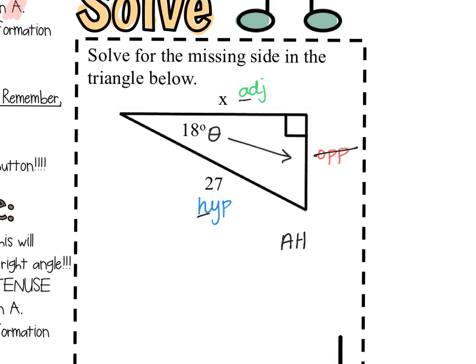So under my SOHCAHTOA, for my A, that would be the CAH, and so that would be cosine of my angle measure, which is 18 degrees, is equal to the adjacent side, x, over the length of hypotenuse, which is 27.